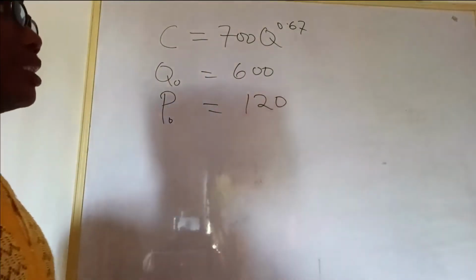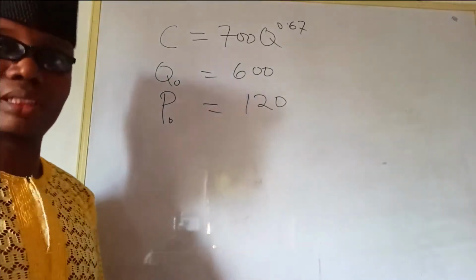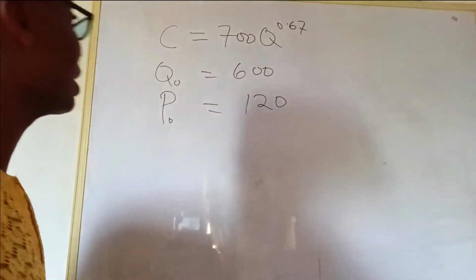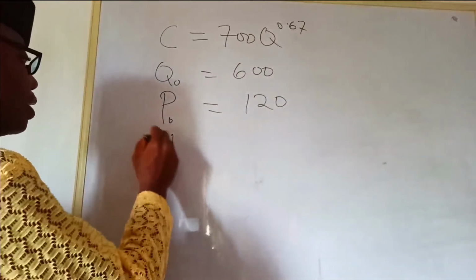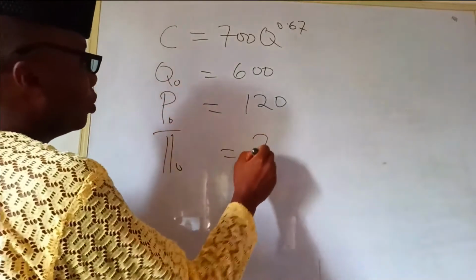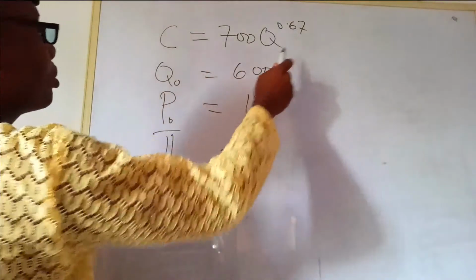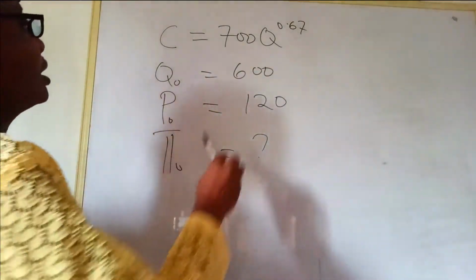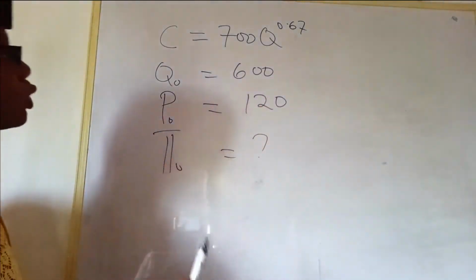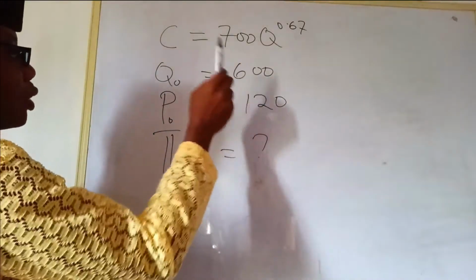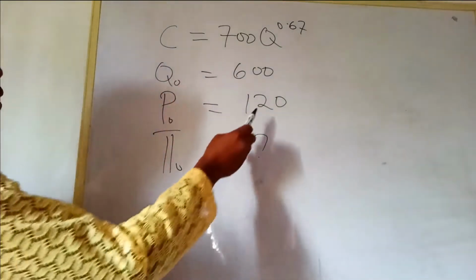Now, for this we have to have a good understanding of cost concepts and analysis to be able to solve this. The question is, calculate the initial profit. Initial profit, pi naught, is unknown. So these are the information we are given. This is the cost function. That means when you solve this out, whatever you get is the total cost of producing 600 units of this commodity by this firm at this price.